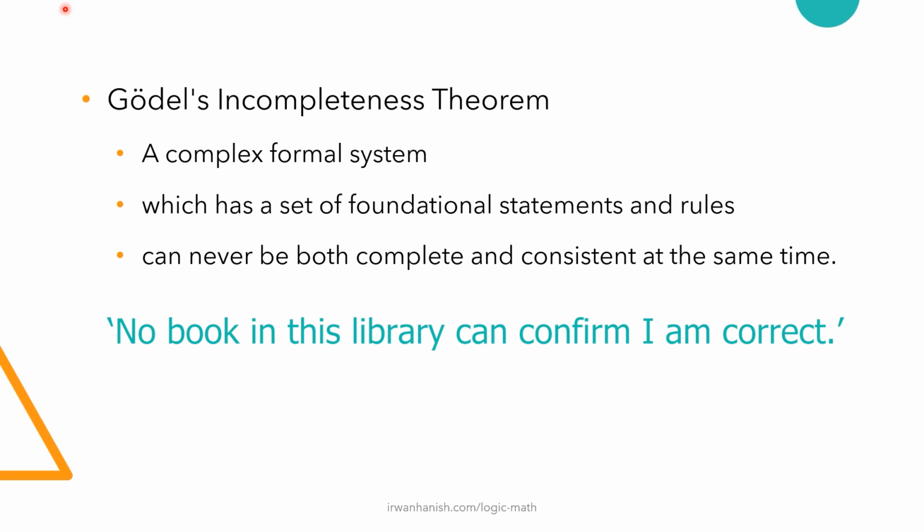That creates a logical inconsistency, you see, a paradox. We talked about paradoxes in the last episode, so this is another example. It's a paradox because if there is a book that confirms I'm correct, then my statement is false. But if my statement is true, we can't prove it because it means we can't find a book within this library that confirms me. So that's how I think of the theorem.